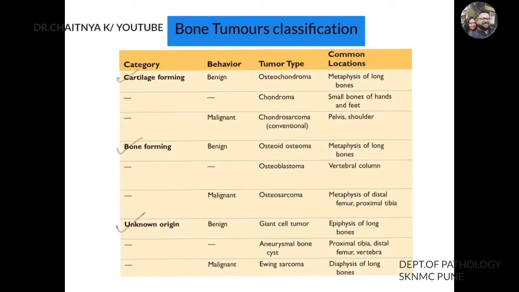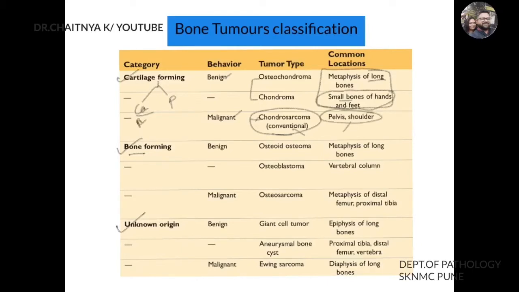Out of this, cartilage forming means cartilage forming in the small bones of hands and feet, whereas bone forming is not seen mostly in the small bones. Coming to the benign and malignancy of the cartilage forming bone: osteochondroma, chondroma and chondrosarcoma. Chondrosarcoma is conventional; there are various histological types which I am not going to detail. How to remember this: cartilage forming tumors are either in the periphery or in the central line. The long bones and small bones of the hands can show benign tumors, whereas in the central region, that is the pelvis and the shoulder, you can see the malignant tumor, that is chondrosarcoma.